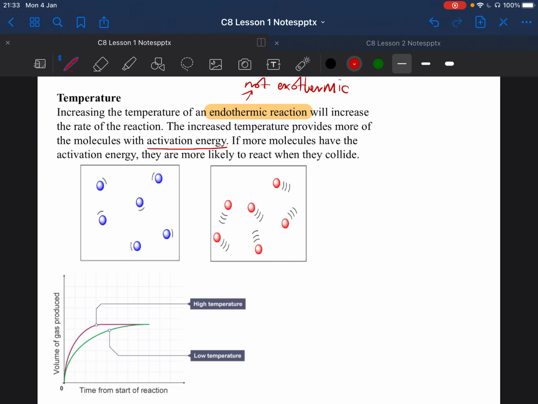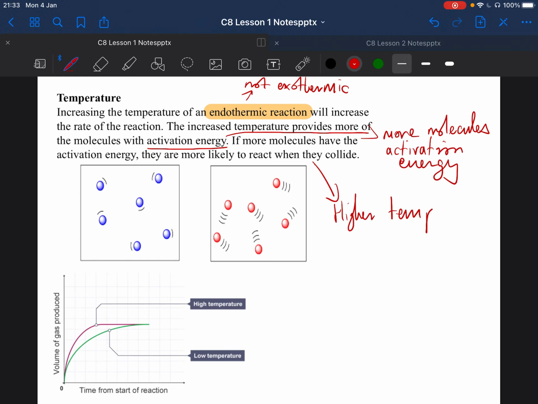If they have more energy, more molecules will have this activation energy. If you have more molecules with activation energy, what will happen is as they collide, they are more likely to break their bonds, and so you get more reactions. So higher temperatures actually give us faster reactions, which means that if you increase the temp of a reaction, you increase the rate of that reaction.